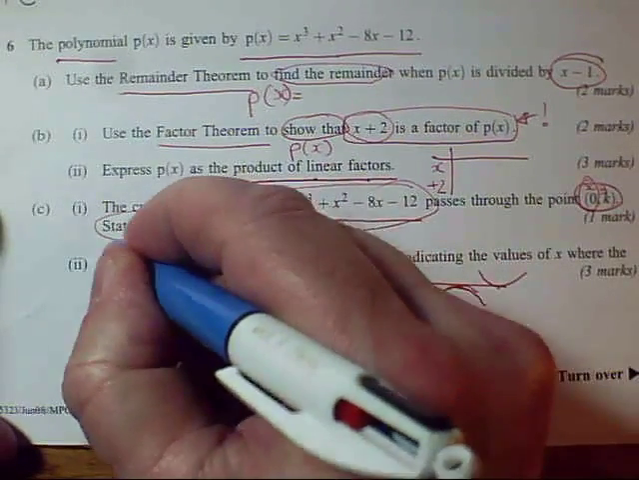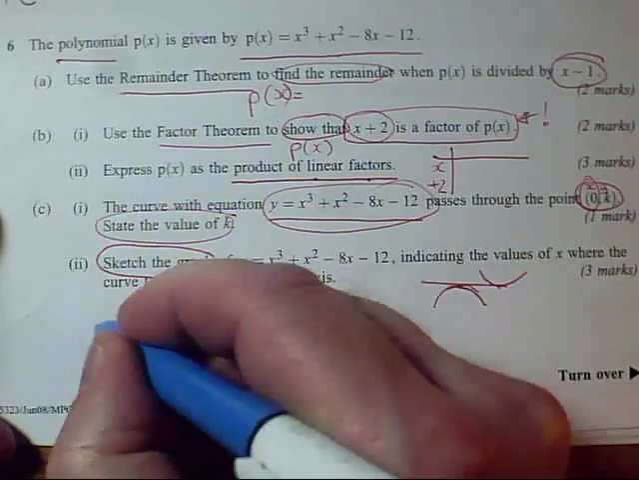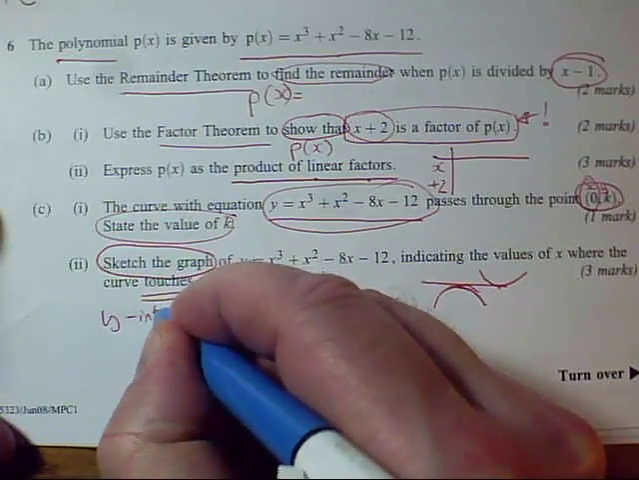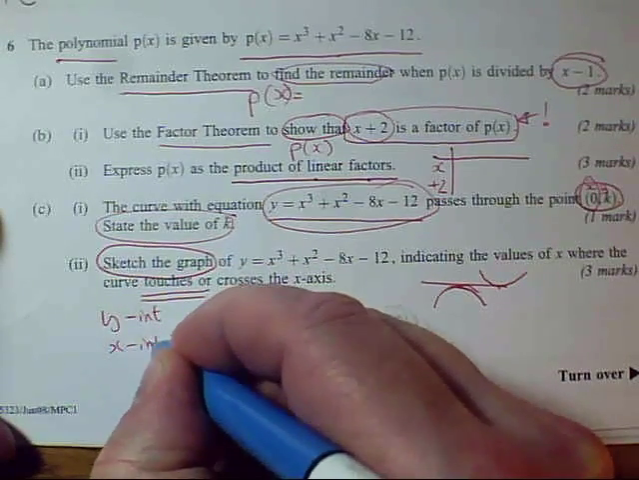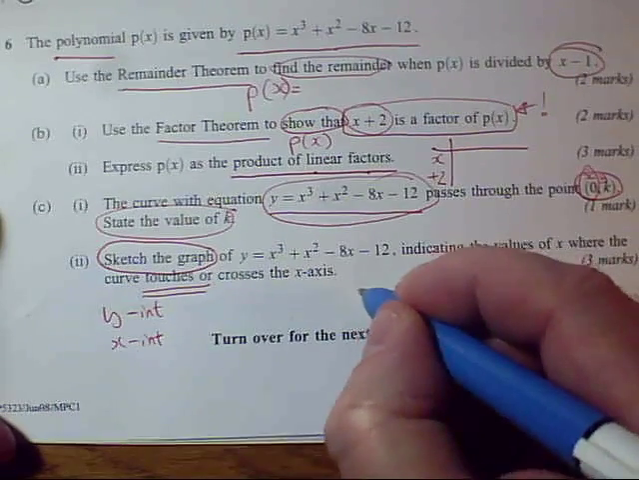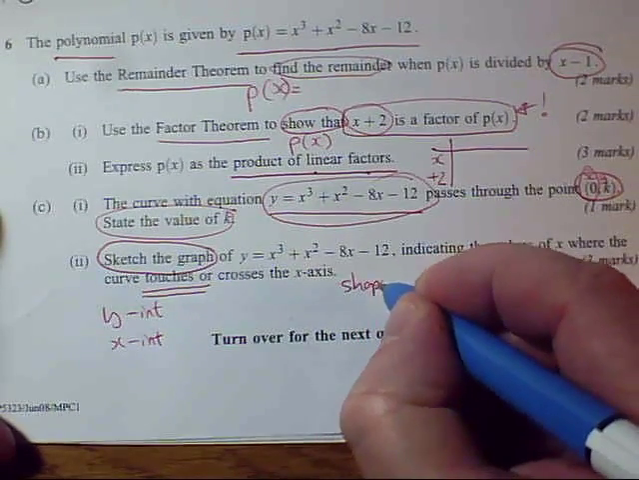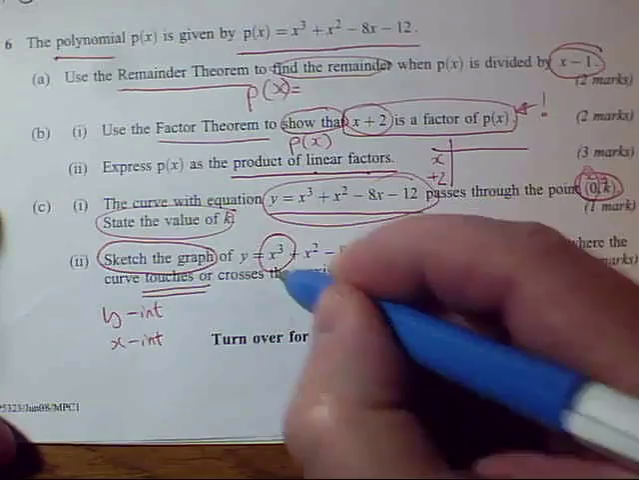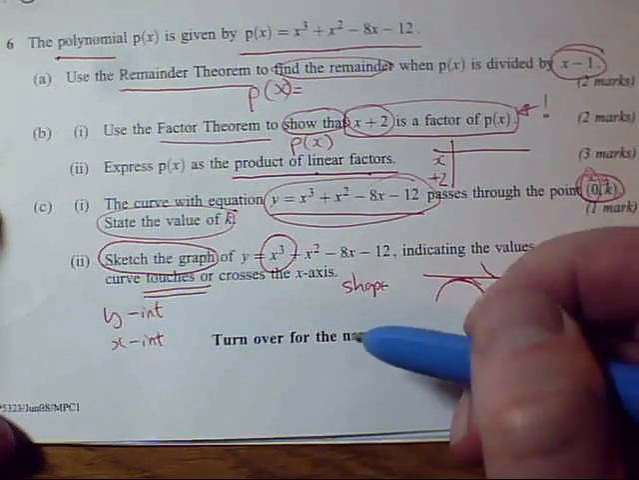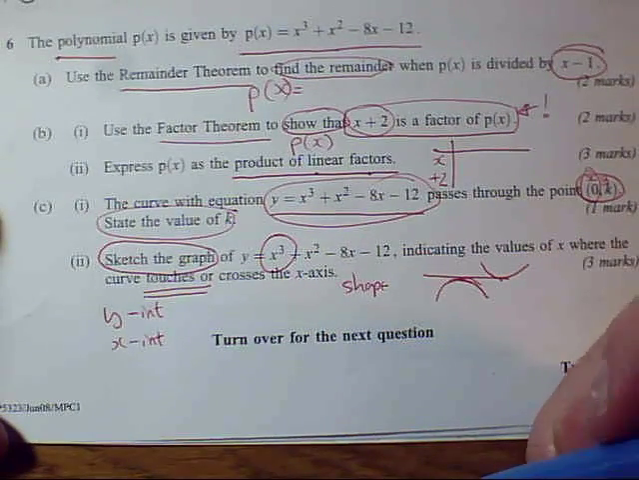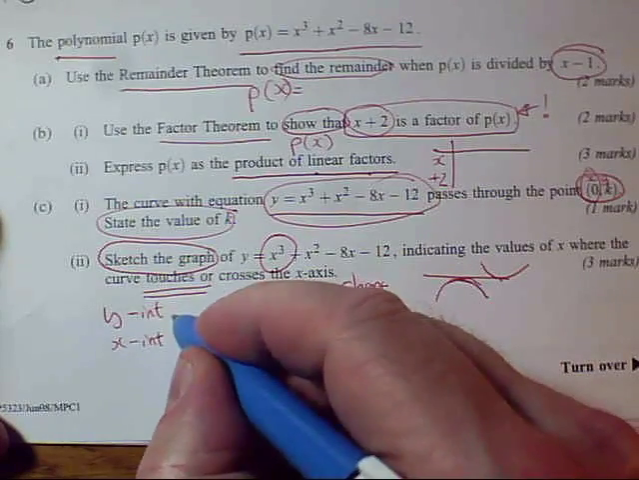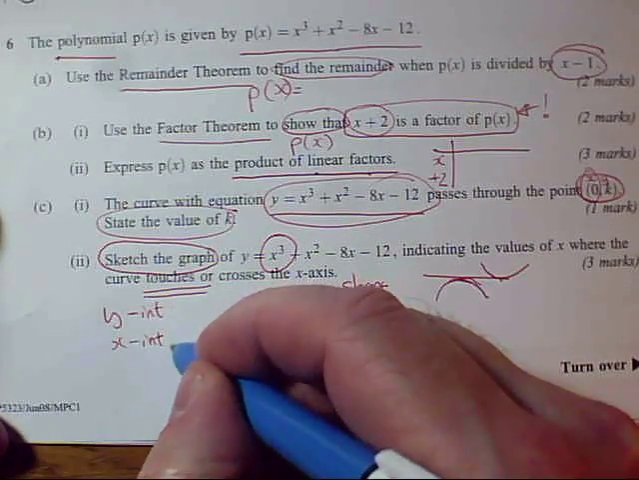But hang on, let's get first things first. What do we do for a sketch graph? We think about the y-intercept, we think about the x-intercepts. Before either of those things, we think about the shape. So this has got x cubed, so think about that leading term and think about what that tells you about the probable shape.